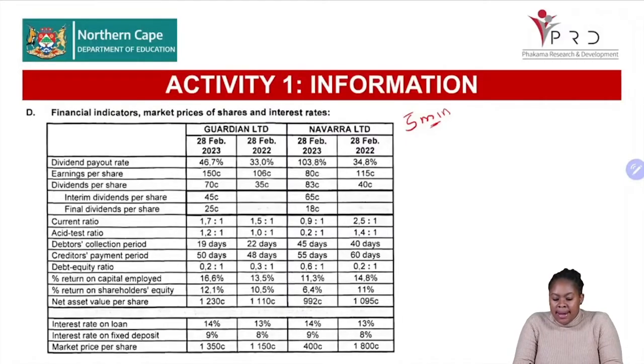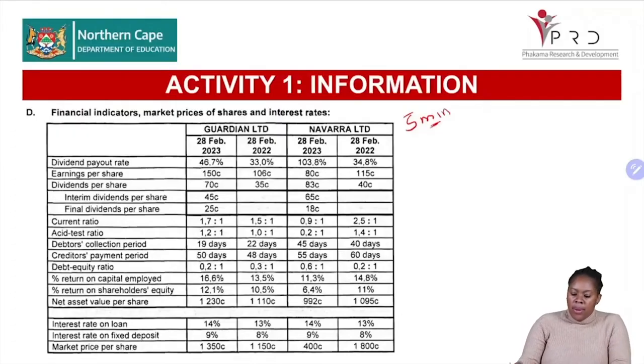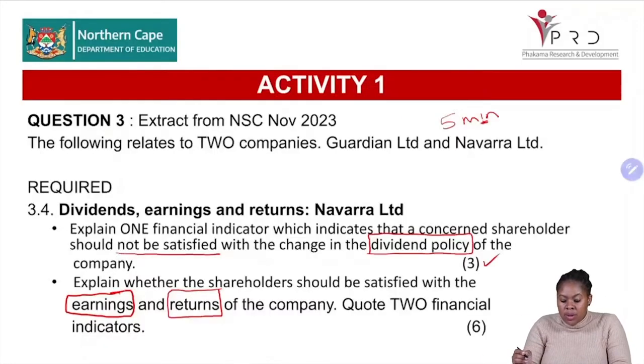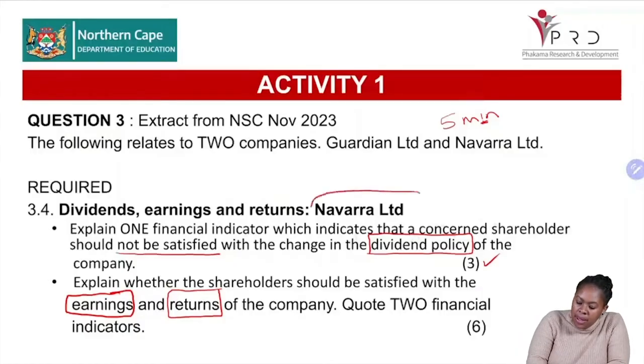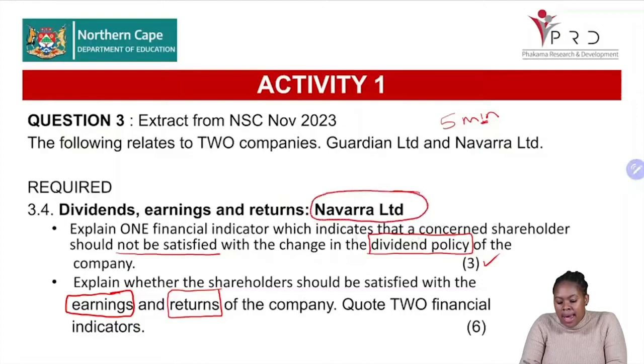Welcome back, grade 12. Now let's quickly look at the information that is provided over here. So they asked us to comment about our dividend payout rate or dividend policy. Now, our current financial year is 2023, right? And we are comparing the 2 companies. Let's quickly read the question. It says, explain one financial indicator which indicates that a concerned shareholder should not be satisfied with the change in dividend policy. All right. And then we are looking at which company? We are looking at the Navara Ltd.